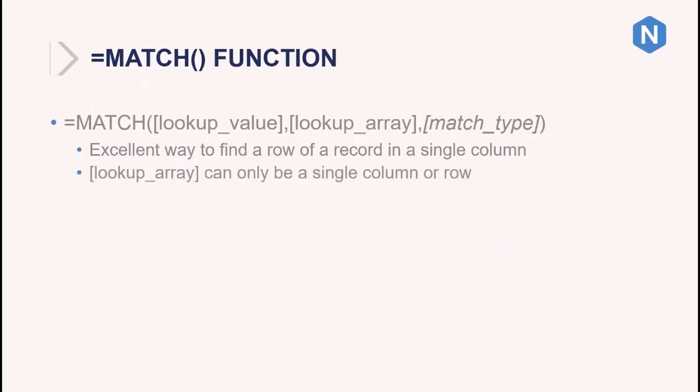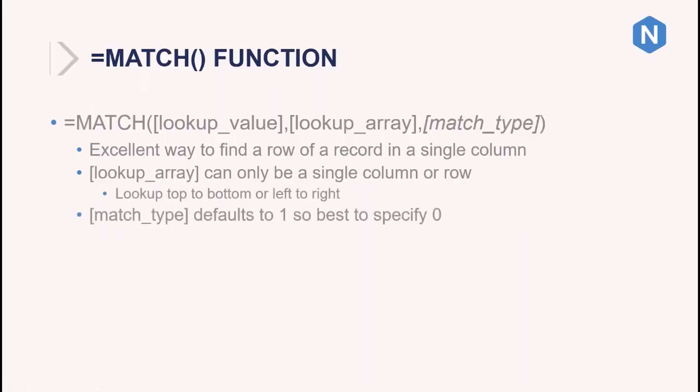The thing to know about the lookup array is that it can only be a single column or a single row. So be very careful not to make this multi-dimensional. It wants to look in a single straight linear direction and find the value in that direction, either from left side to right side or from top to bottom. That's all it's going to do. It goes in one direction, that is it. And so it'll give you back the row or the column from that lookup, top to bottom or left to right.